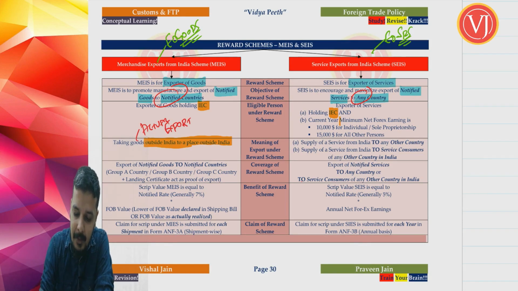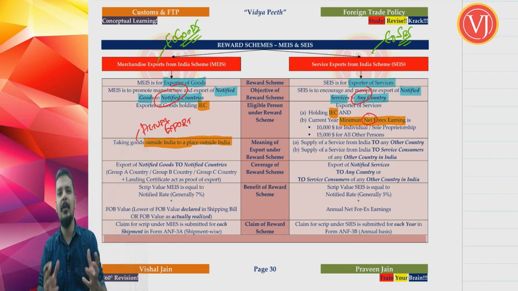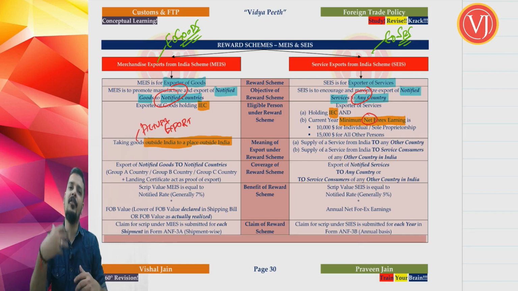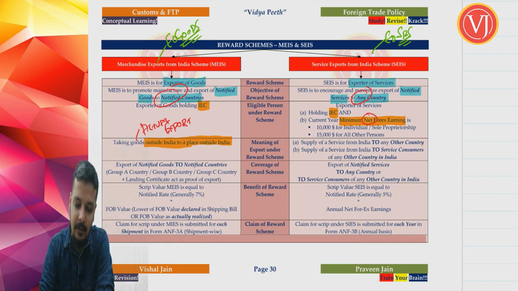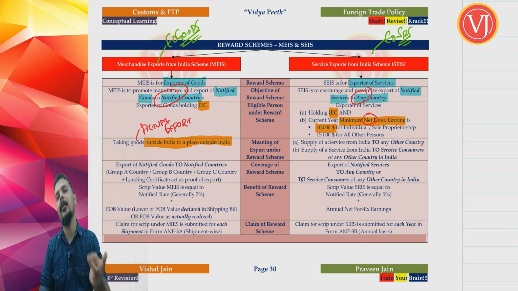Current year minimum net foreign exchange earnings. It is not gross foreign exchange earnings, friends. It is net foreign exchange earnings for an individual or a sole proprietorship concern, which means you are talking about an individual or a firm which is based on an individual, right? That minimum net foreign exchange earnings should be $10,000. And for others, which includes your partnership firm, LLP, company, any other sector, right?